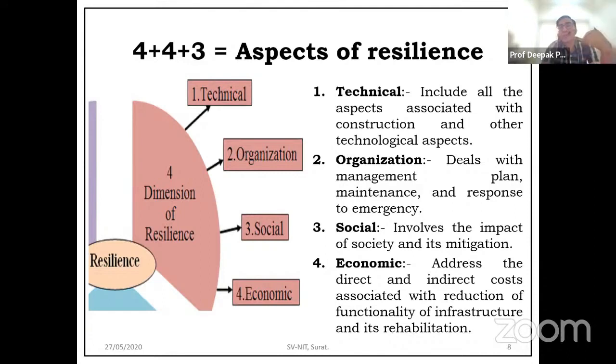Suppose it may be pipeline projects or water distribution pipes, so continuous repair and maintenance is required. And suppose any emergency occurs, how does your civic society behave in the emergency? That part should be considered in resiliency. Yes, it affects the resiliency. And in this line, the social aspect is also society and mitigation. When any disaster happens, there is an important role of society.